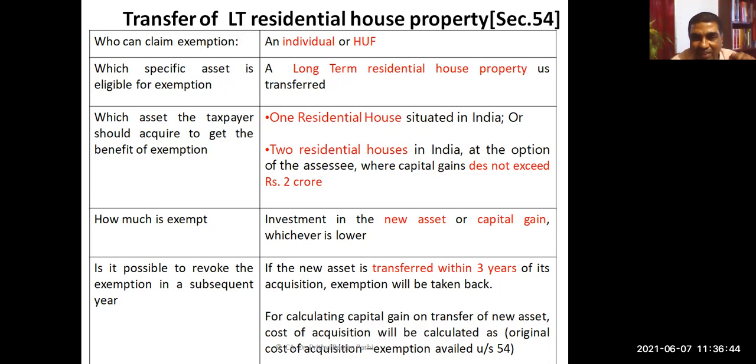And for calculating capital gain on transfer of new asset, cost of acquisition will be calculated as original cost of acquisition minus exemption availed. Okay, this is how the exemption benefit which has been taken can be adjusted. This is the summary. And in case money is not invested, that can be kept in the capital gain account scheme. Understood this provision? Section 54, did you understand? Yes, sir.